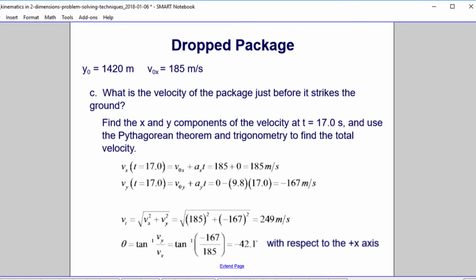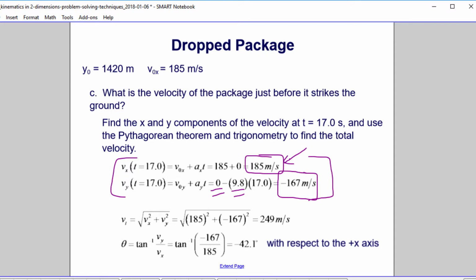What is the velocity of the package just before it strikes the ground? Now we're going to use the first kinematics equation, which is v is equal to v0 plus at, and we're going to solve independently for the x and y components. I show the x equation here, but what you should know anyway is the velocity stays the same. We're ignoring friction on this to make the problem solvable at this level. So it'll have an x velocity of 185 meters per second. The y velocity, you start with 0, but then gravity accelerates the package, so it has a negative 167 meters per second. That means it's heading in the down direction.